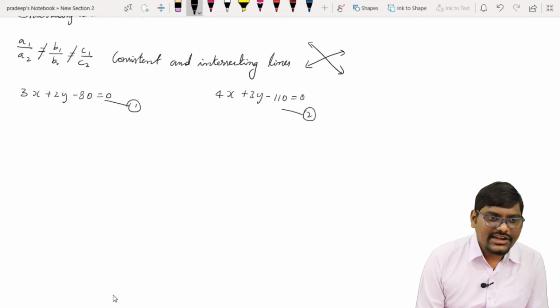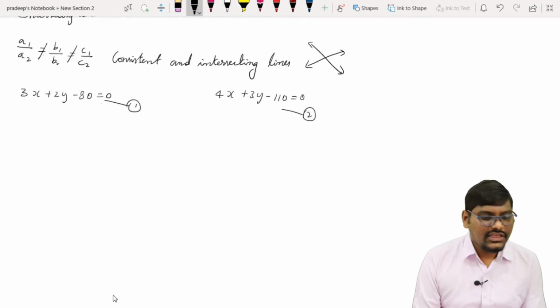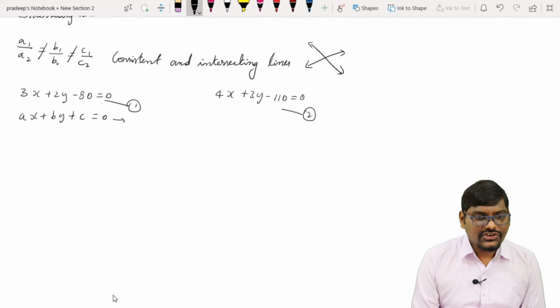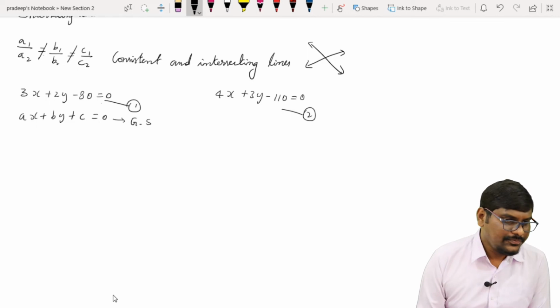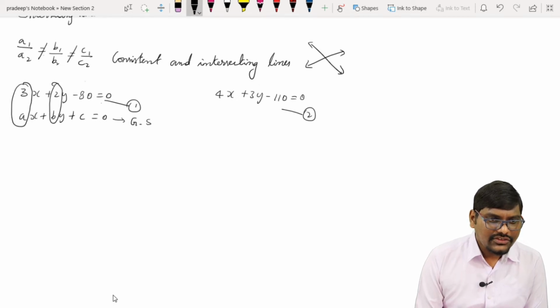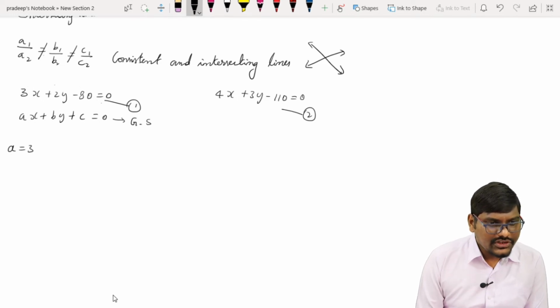Now this equation I'll represent with the general equation. What is the general equation of a linear equation? If you go back and see, the general equation is ax plus by plus c equal to 0. Already I showed you the general equation; I'll simply write g.e. as a shortcut. Now if you see, a is representing 3, b is representing 2, and c is representing minus 80. So I'll write the same here: a is 3, b is 2, and c is minus 80.